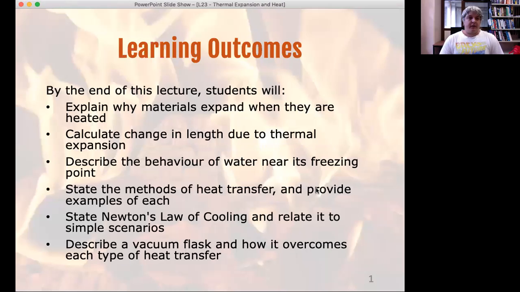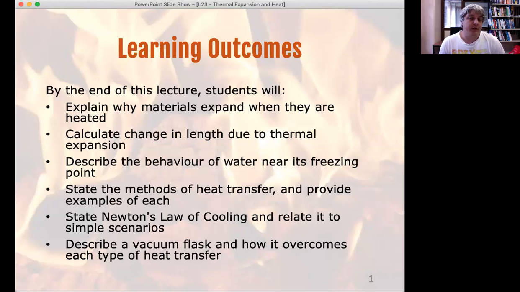So the goals are to look at thermal expansion and understand why it occurs, but also calculate how much thermal expansion we expect in different materials given different temperature changes. So there will be an equation and some calculation to do there. We want to look a little bit more closely at water as it approaches its freezing point, because it is a fairly atypical substance as it changes from a liquid to a solid. So we're going to investigate that.